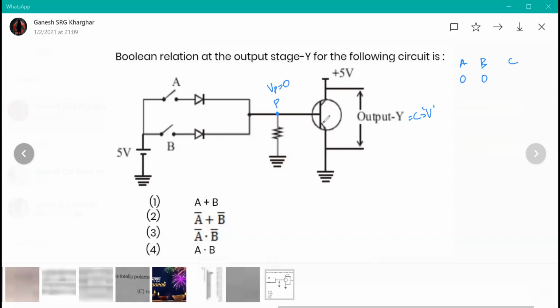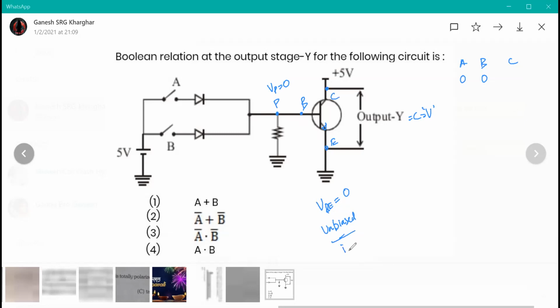So you can see that the transistor is unbiased, because the base emitter junction, there's no biasing. So it is unbiased. Okay. So there is no current through this.